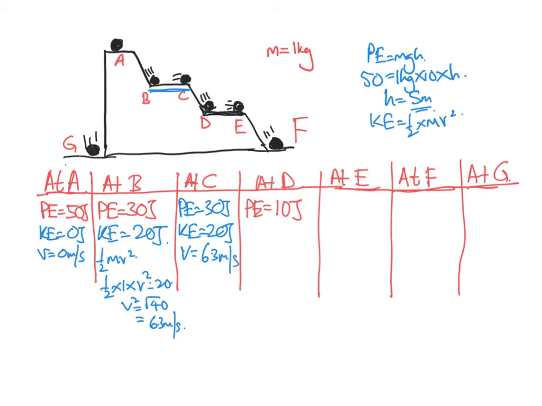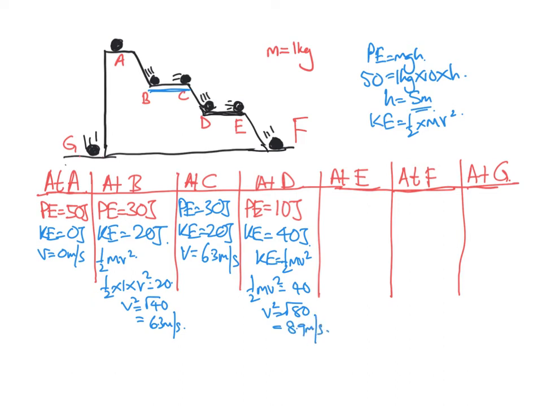Now for section D, PE is given as 10 joules. From C it has gone down to D, so again a reduction of height, and of course the potential energy is reduced as well. If PE is 10 joules, then KE equals 40 joules. KE equals half m v squared, so half m v squared equals 40. With m equal to 1, v squared equals 80, and the answer is 8.9 meters per second.